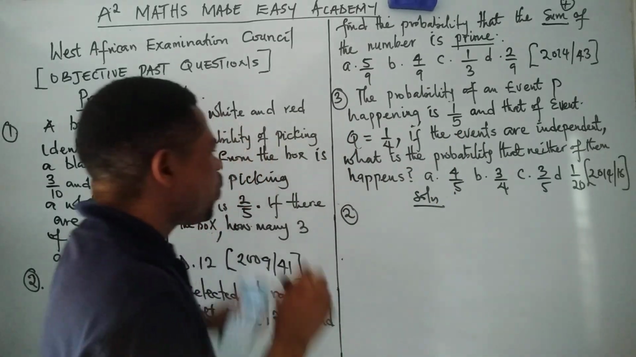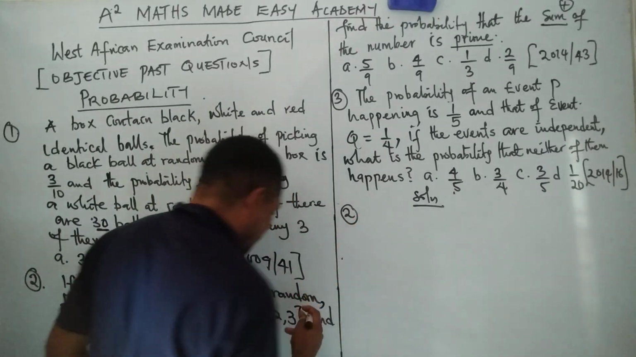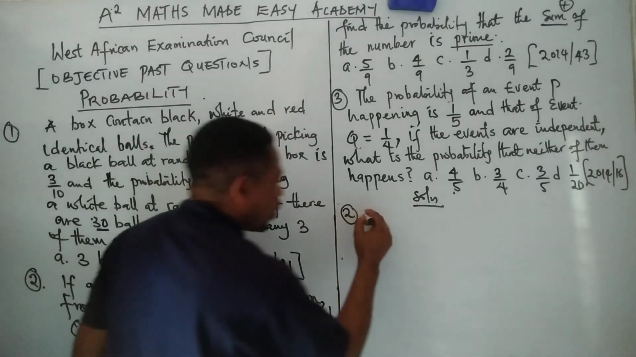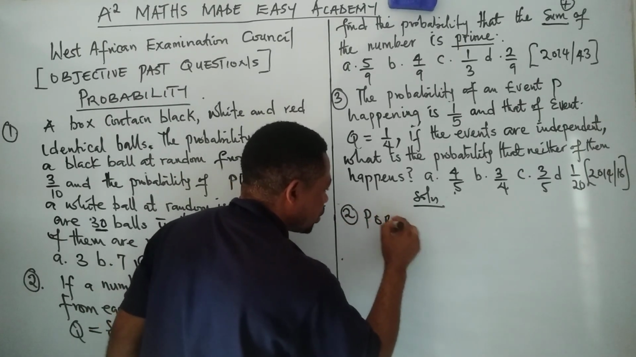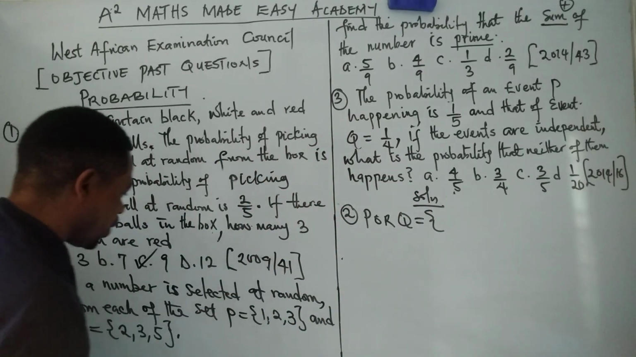Two things are existing here, the sum and the word prime. Are you with me? Now what we are going to do is very, very simple. Remember, I'm going to join them together and know the total. That is P and Q. P or Q, which is union. P union Q. How do I do it? I want you to watch.